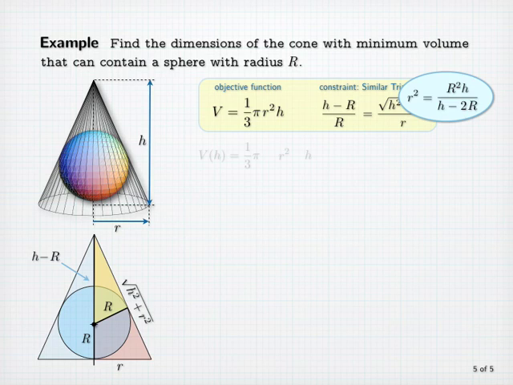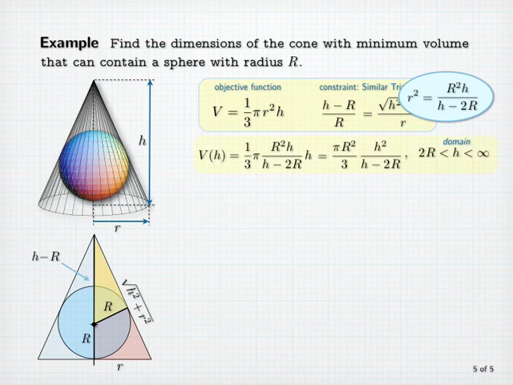So now we substitute that expression for r squared into the volume formula to obtain the volume as a function of h alone. Its domain is all h greater than 2r, that is, all h greater than the diameter of the sphere.